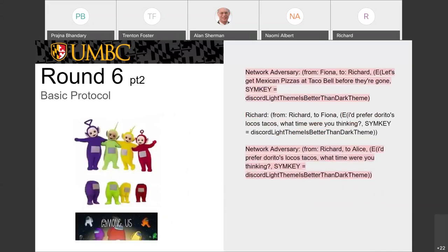Not only that, the network adversary is going to take Fiona's message and send it off to Richard. And Richard is going to respond as anyone else would. He doesn't know anything's wrong and just assumes that's the start of a conversation and continues on with it. And the network adversary is going to forward this response to Alice. And he's just kind of shifting these packets around. Next slide.